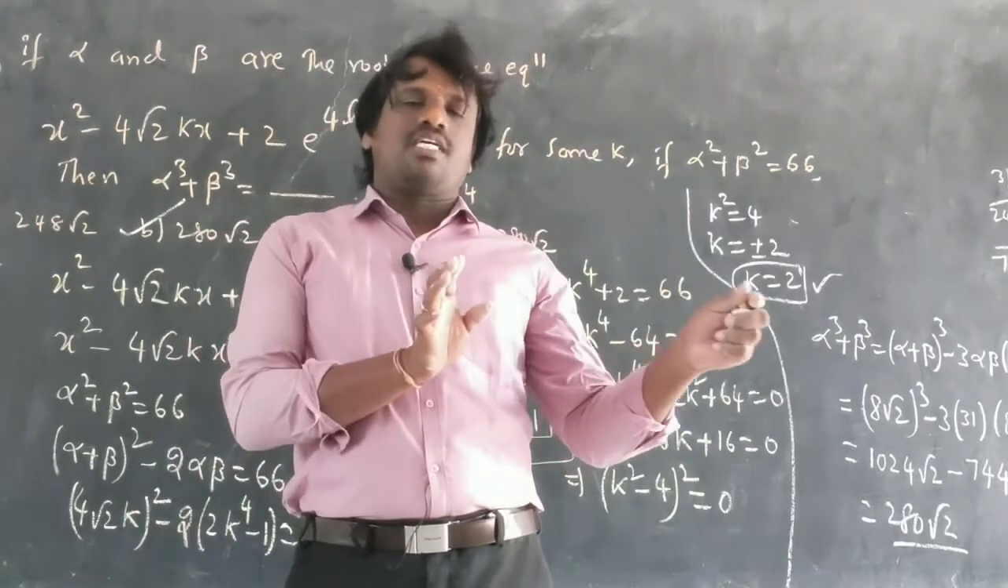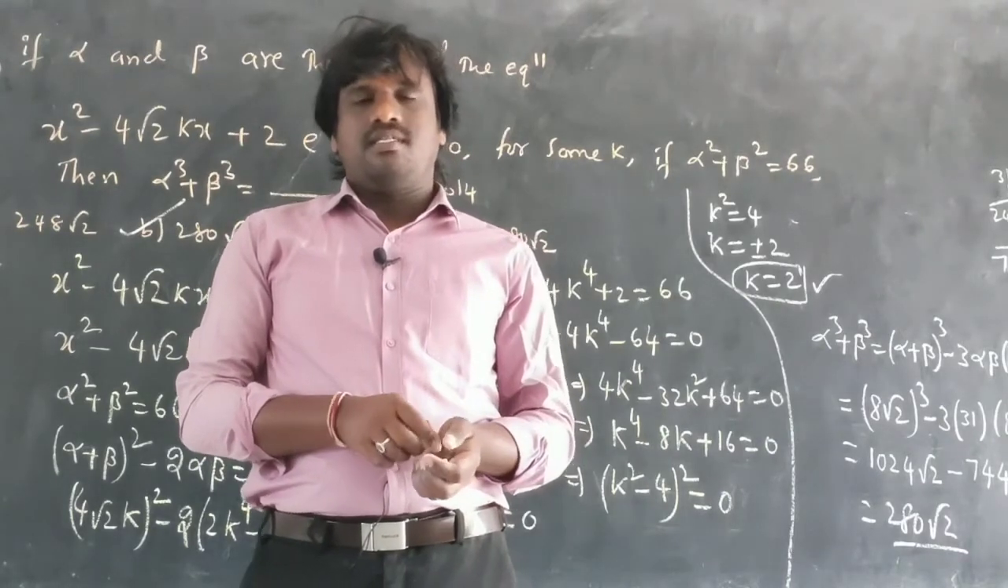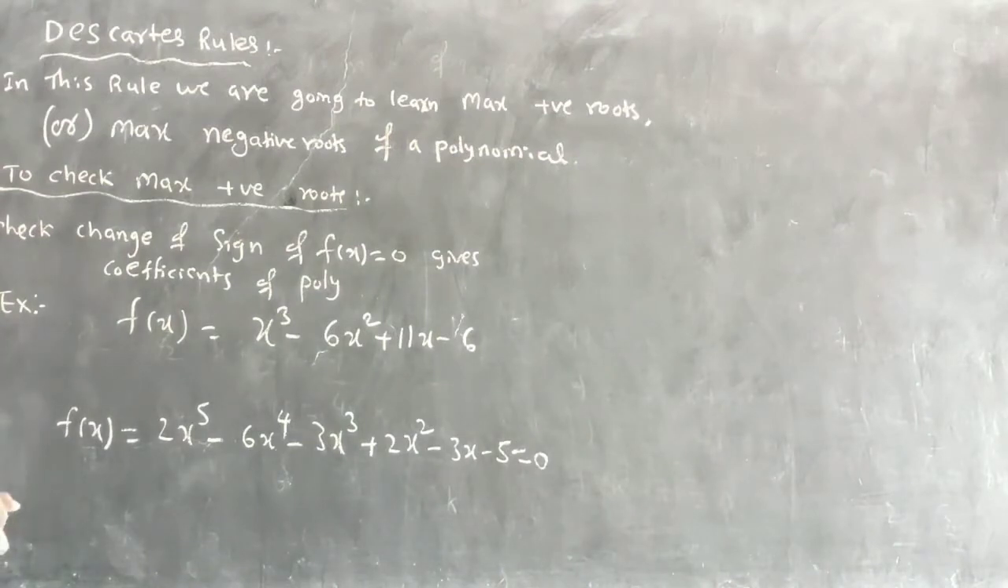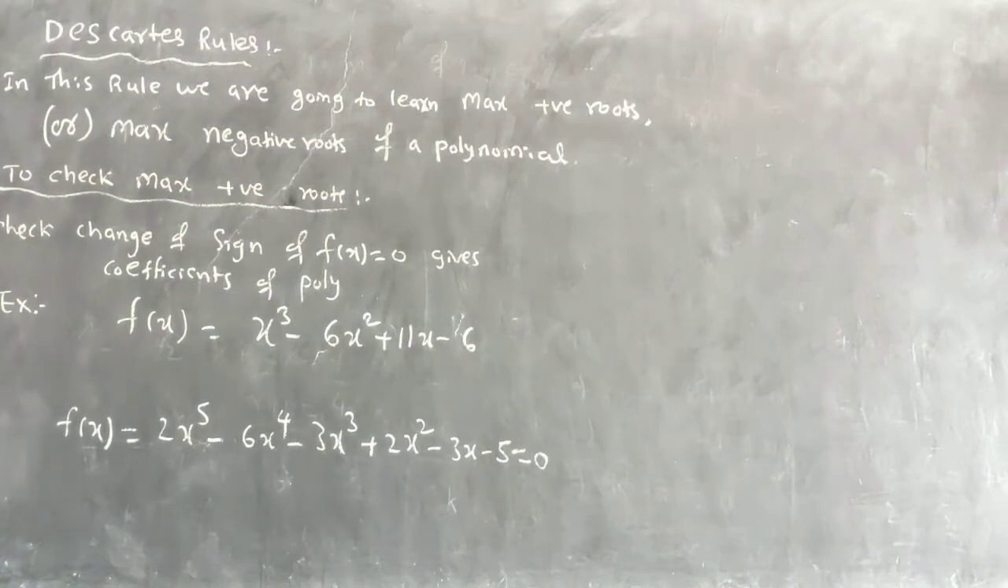Now I am going to explain Descartes rule of signs. Hello dear students, let us see Descartes rule of a polynomial. It's a very important one. This was the last concept of this quadratic equation. In this rule, we are going to learn the maximum positive roots or maximum negative roots of a polynomial.